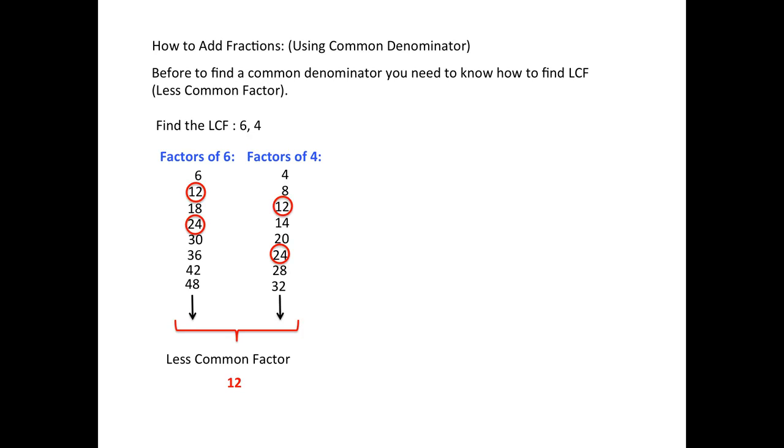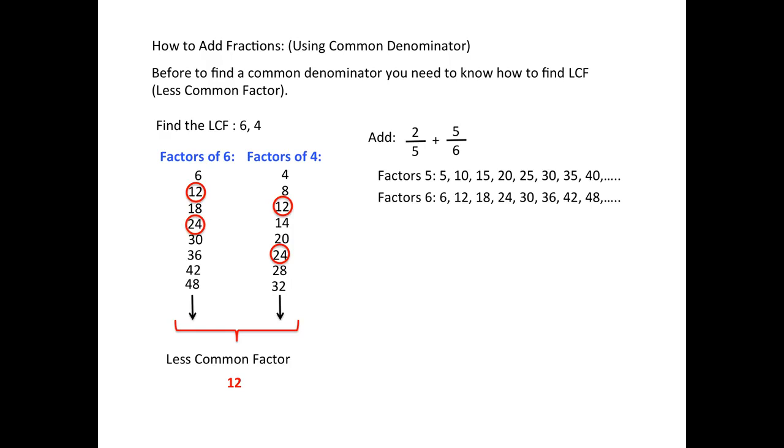You can use this way to add fractions. I want to show you one example. Suppose you need to find the sum of 2 divided by 5 plus 5 divided by 6. In this case, we find the multiples of 5, we find the multiples of 6, and now you find what is the least common multiple. The least common multiple is 30.